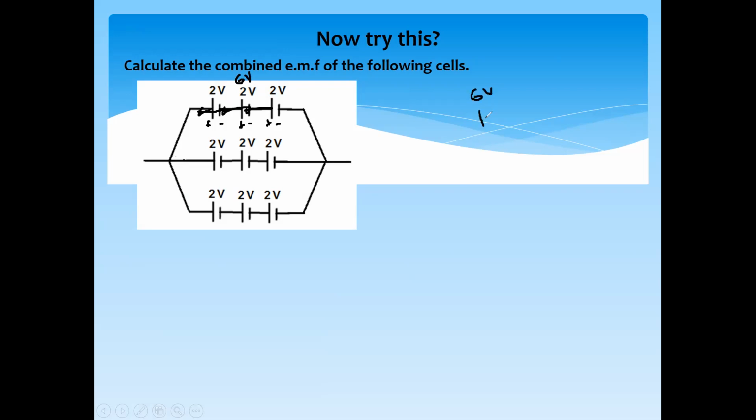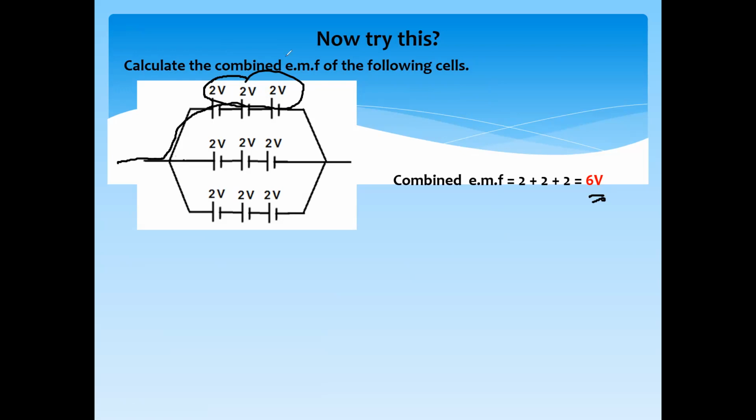So this 6 volt will be in parallel with 6 volt, and then 6 volt. And in parallel, we don't add them, their voltage remains the same. Only in series we add them. So 2 plus 2 plus 2, the combined will be 6 volt. Because for series only we add them, in parallel we don't add them because it does not increase or decrease the effect.